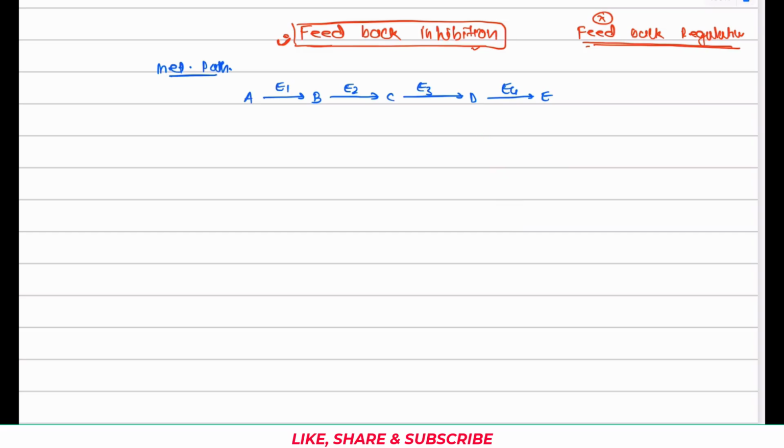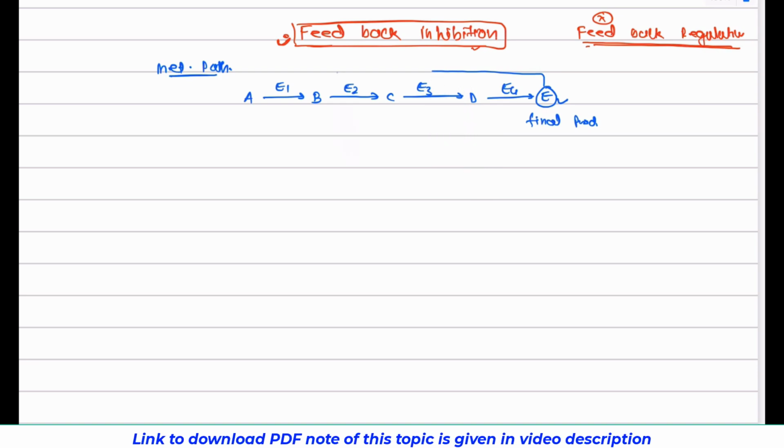Now what happens in the metabolic pathway is that the final product, in this case E, allosterically inhibits some of the earlier enzymes. So let's say it allosterically inhibits the enzyme E1, which is the first step. But it is not necessary that it is going to be the first step. It can be any of the earlier steps. So here the final product E is allosterically inhibiting the enzyme E1. Such type of inhibition is called feedback inhibition.